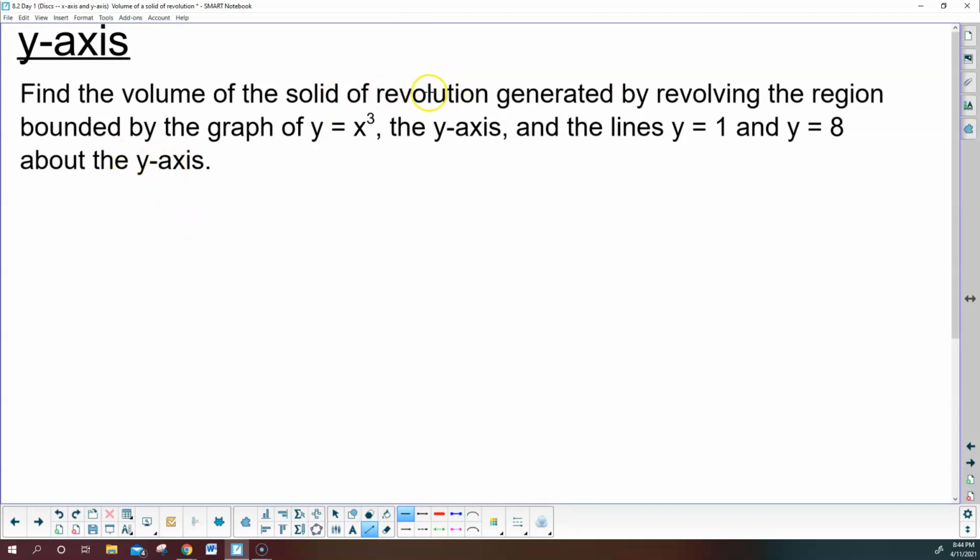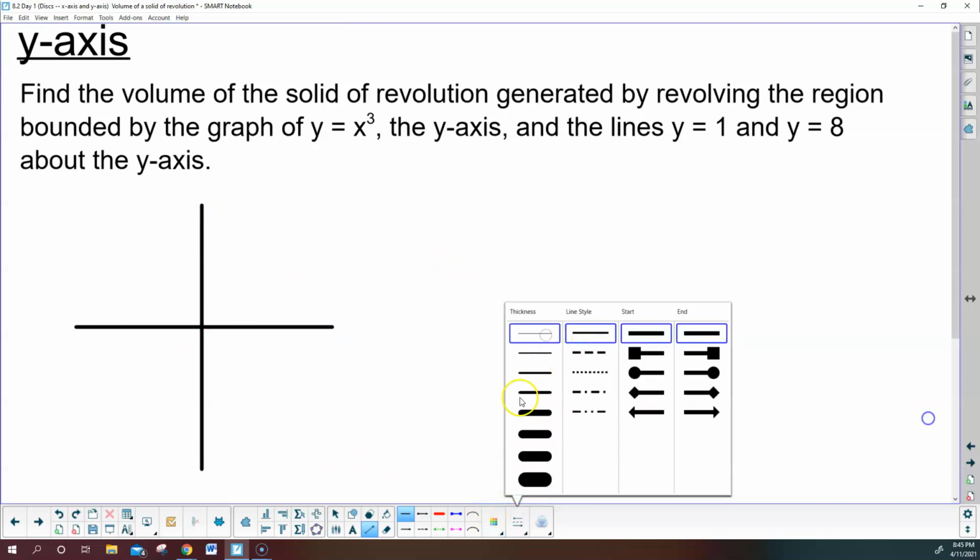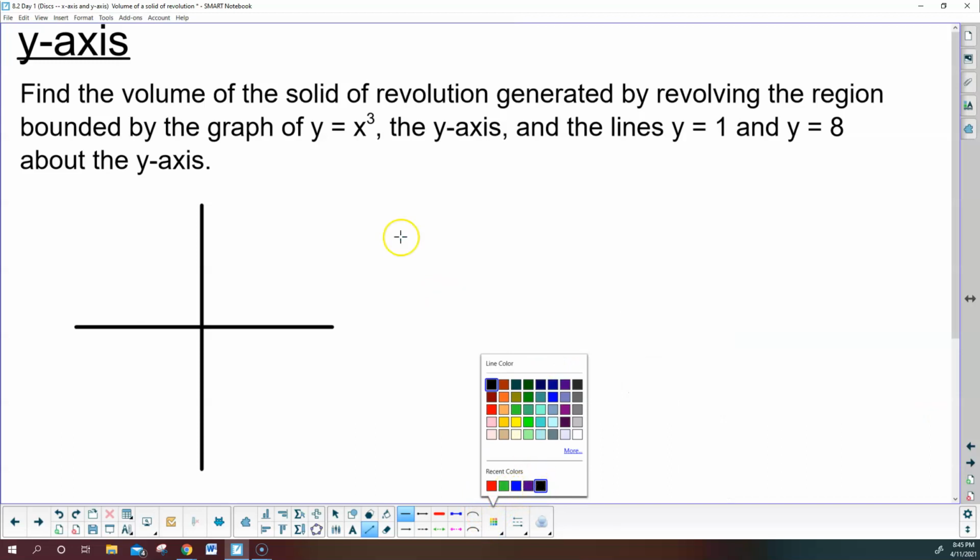So you kind of have to read that carefully, right? It says find the volume of revolution by revolving the region bounded by all of this and then about the y-axis. So we're actually flipping it instead of the x-axis. Now we're going to go about the y-axis. All right, let's start off with a graph. And again, you don't need super accurate graphs here, but it's important to understand what's going on.